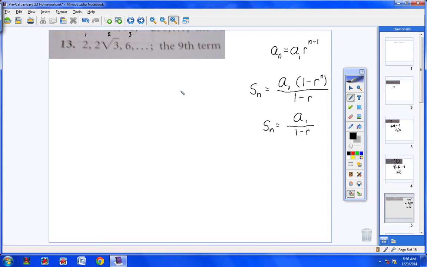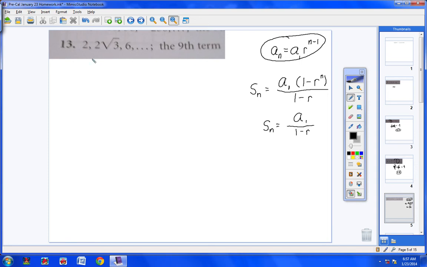So my recommendation for you is let's go ahead and find the nth term. Now, on a test or a quiz, you have to make sure you have a geometric sequence before you use this formula. This formula only works when you're looking for the nth term of a geometric sequence. Now, we do have a geometric sequence here. I'll tell you that right now.